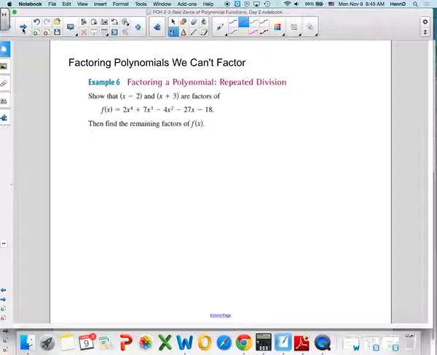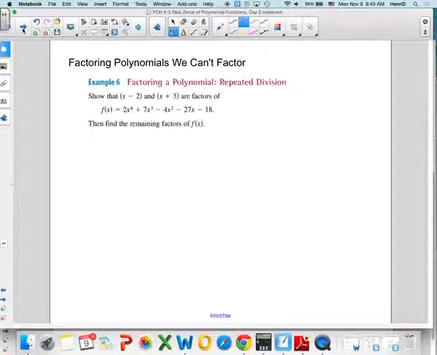If I divide by the x minus 2, and then divide by the x plus 3, what degree polynomial will I end up with? X squared. Yeah, I'll end up with a quadratic. And you guys know how to factor quadratics. So the idea here is to use this process to get down to something we know how to factor.